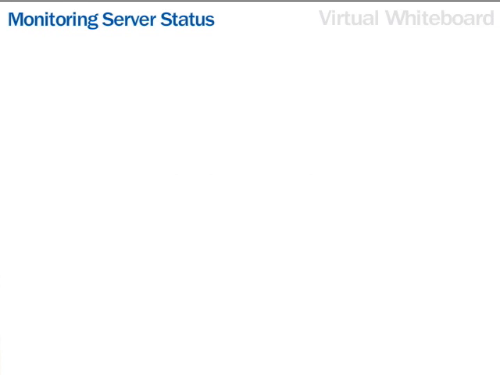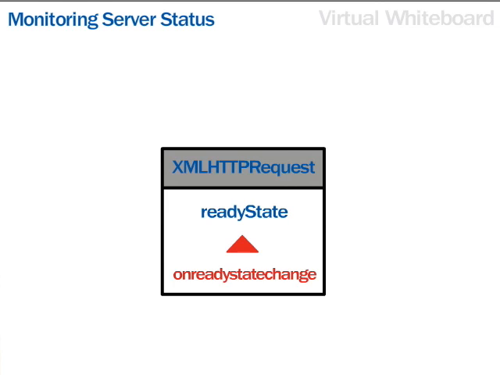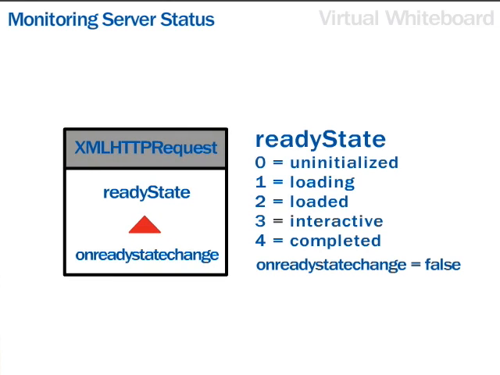Let's now take a look at the relevant properties. The ready state property of the XML HTTP request object gives you information from the server about the current state of a request you have made. This property is monitored by the onReadyStateChange property, and changes in the value of readyState cause onReadyStateChange to become true and therefore cause the appropriate function to be executed.